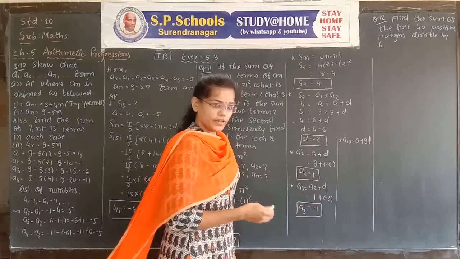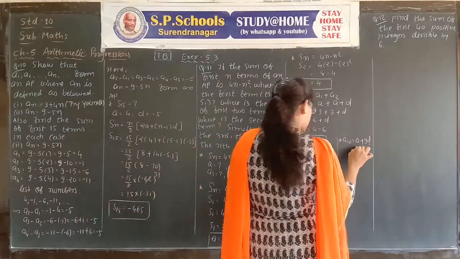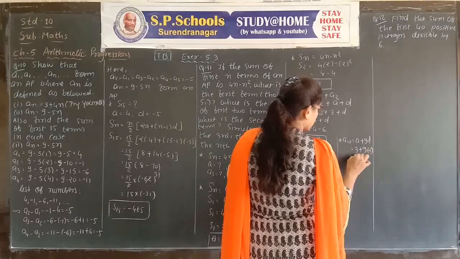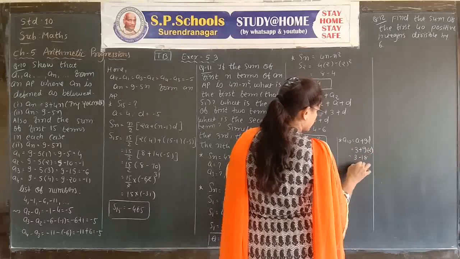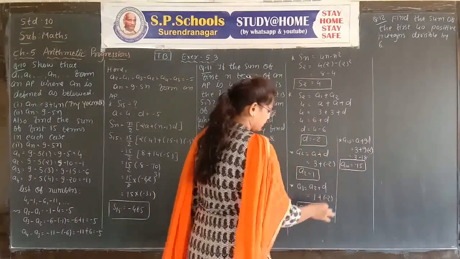Because we don't have the value of A9, that's why we are using A plus 9D, where the first term A is equal to 3, 9 into D which is minus 2. So 3 minus 18 which is minus 15. Here the 10th term is minus 15.